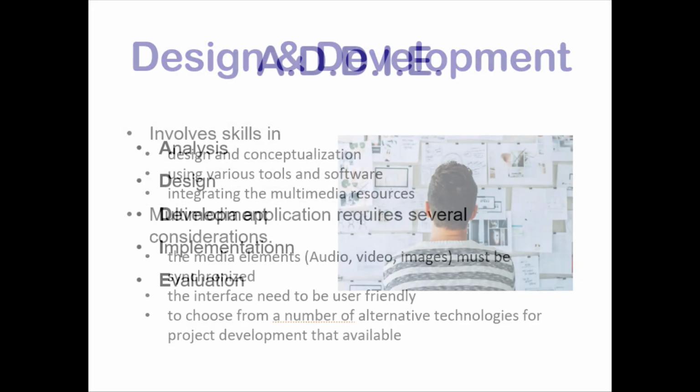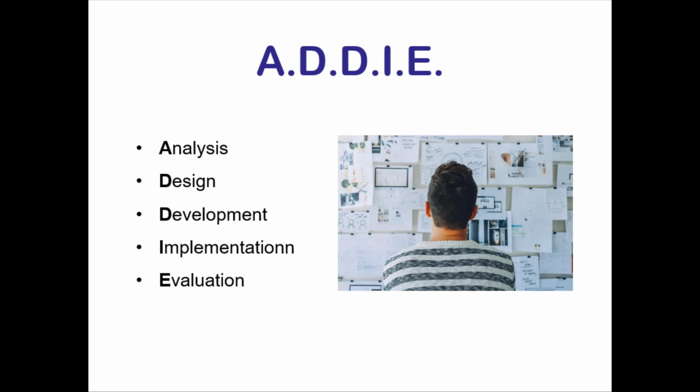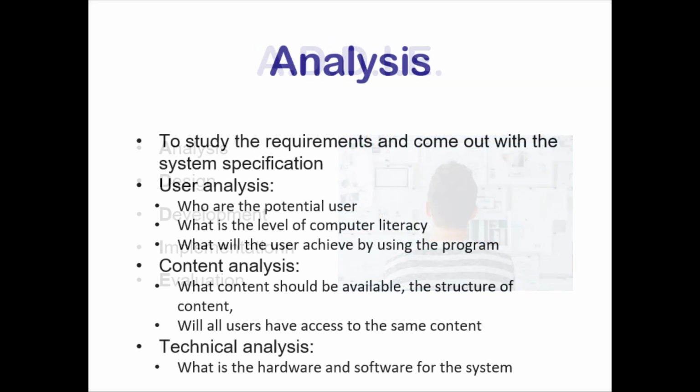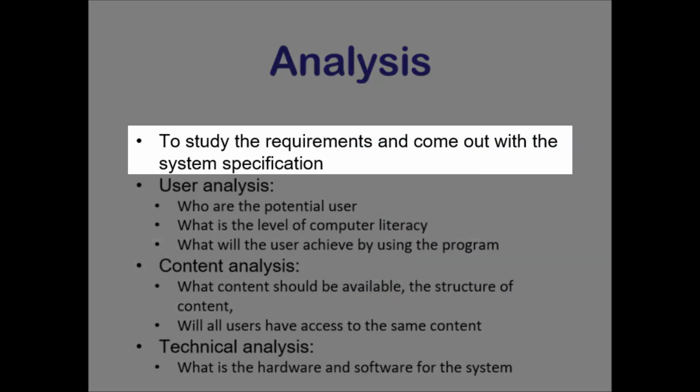technologies to use. In developing a multimedia project, the activities involved can be classified into 5 development phases: analysis, design, development, implementation, and evaluation. In short, this is called the ADDIE project development model. The first one is the analysis phase, which is to study the project requirements and come up with the system specification.